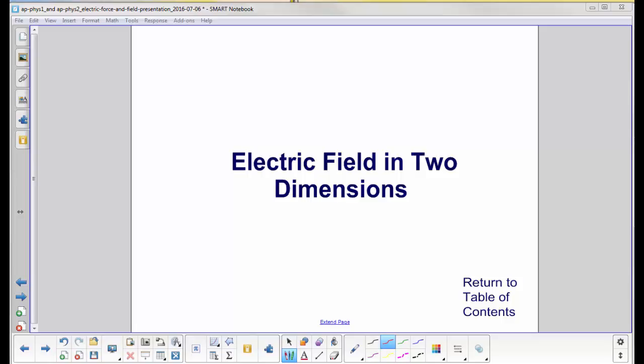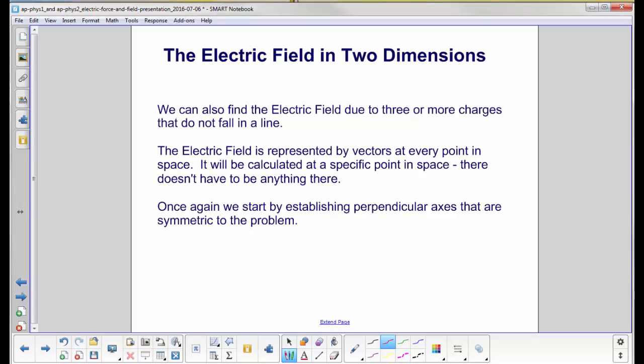Just as we worked with the electric force in 2 dimensions, we're now going to do the same for the electric field. We can find the electric field due to 3 or more charges that do not fall in a line. The electric field, and again this is a review, is represented by vectors at every point in space. It can be calculated at any specific point in space. There actually doesn't have to be anything there, but the electric field is there. We're going to start by establishing perpendicular axes that are symmetric to whatever problem we're working on.